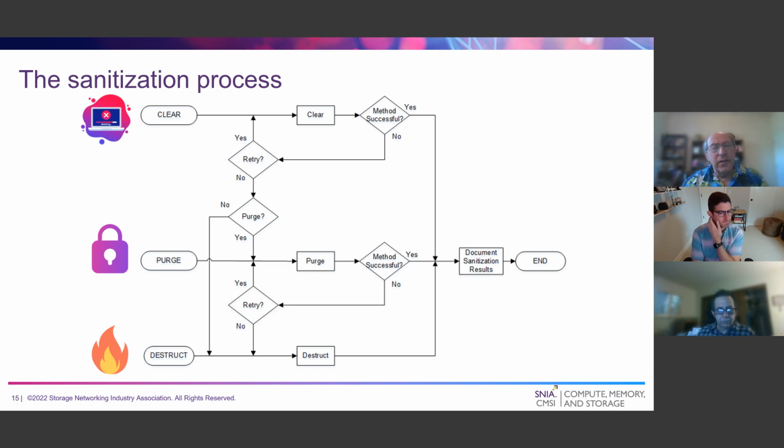So the sanitization process, we talked about clear, purge, and destruct. We've got this little flow chart here so that if you start at clear, for example, you decide you're going to start with a clear technique, you perform it, and then as a result of this clear, this includes the verification step. If the clear was successful and the verification was good, you can just go straight to documenting your sanitization results and call it good. Otherwise, you can retry it.